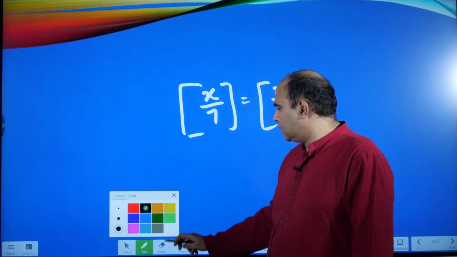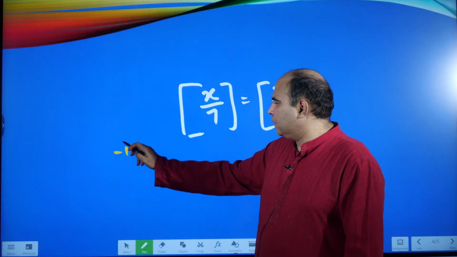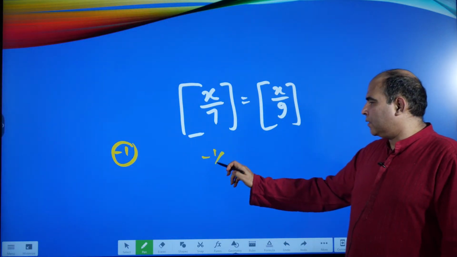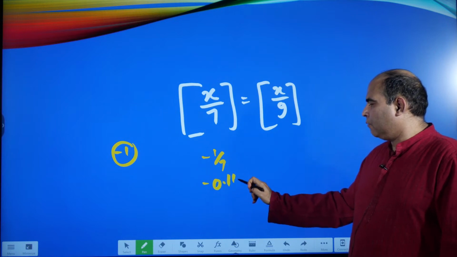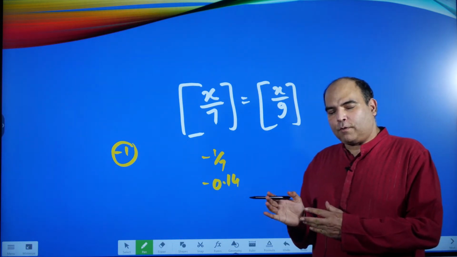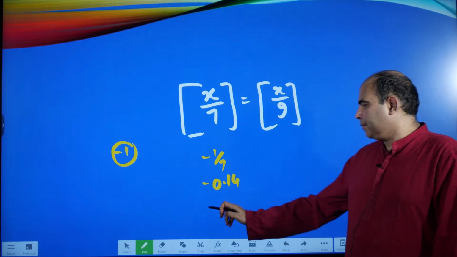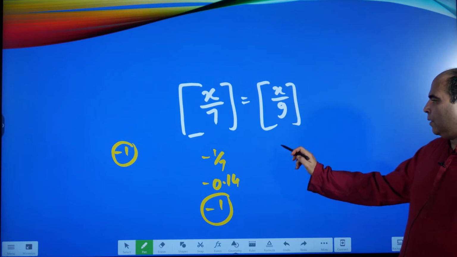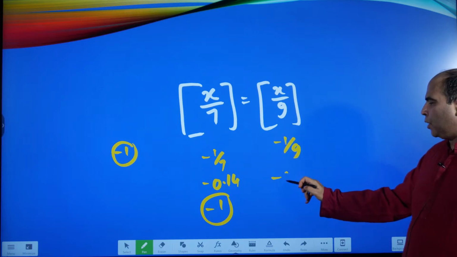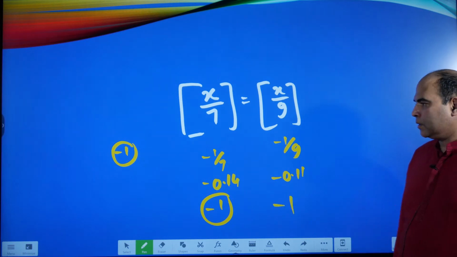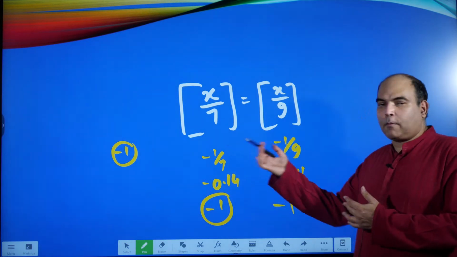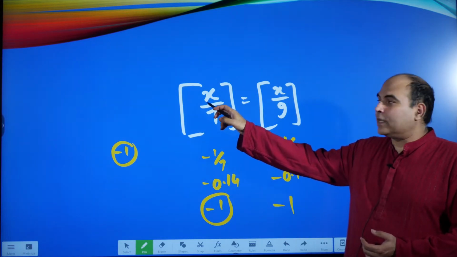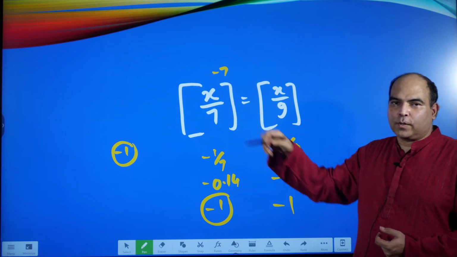is basically this, that if I take x as minus 1, this is minus 1 by 7, which is minus 0.14 value wise. Minus 0.14 का GIF is minus 1. और x by 9 का जो value है minus 1 by 9 है, which is minus 0.11, और इसका GIF is minus 1. So minus 1 से till both of them are minus 1, they'll be equal. Until when is this minus 1? This is minus 1 till minus 7. x is minus 7 तक ये minus 1 है.